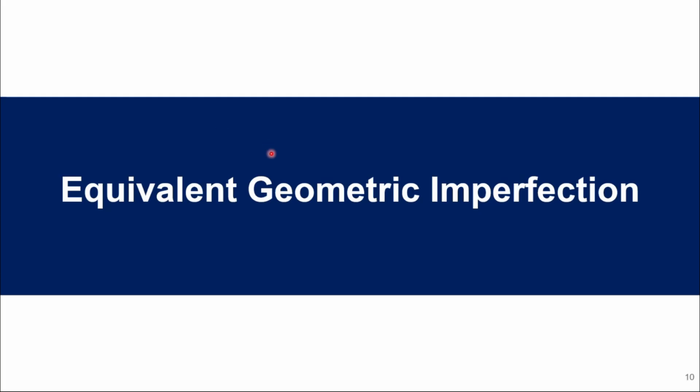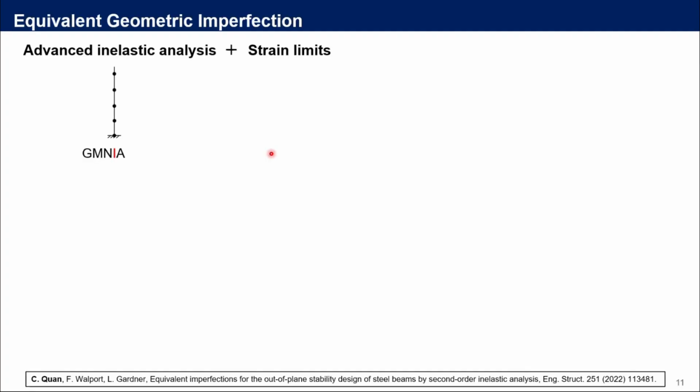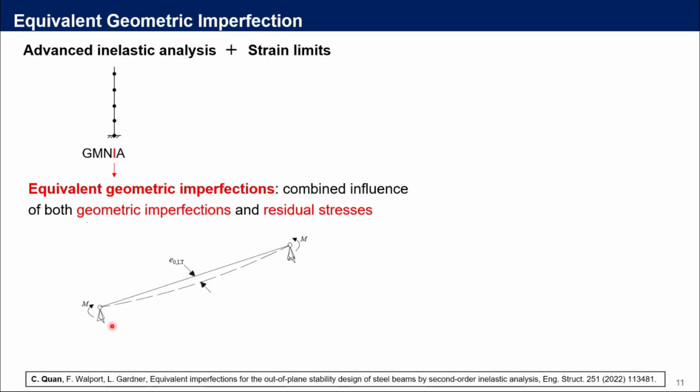So now let's move on to this topic: how we developed the equivalent geometric imperfections applied in this design method. Here I represent the imperfection. In beam finite element models, for modeling convenience, residual stresses are typically not explicitly introduced into beam FE models. Instead, the equivalent geometric imperfections, which consider the combined influence of both geometric imperfections and the residual stresses together, are introduced into the beam FE models.